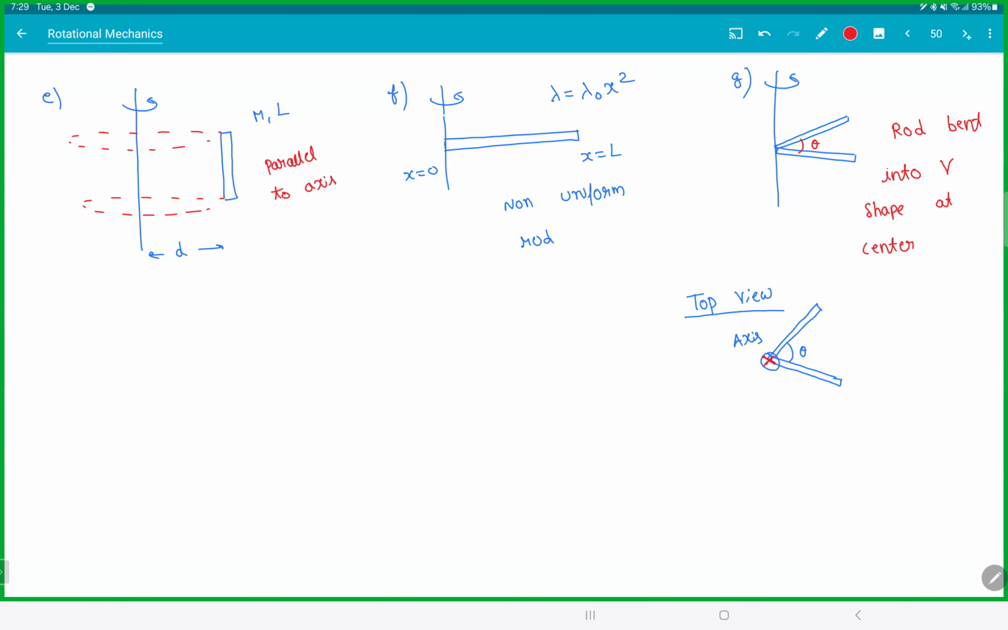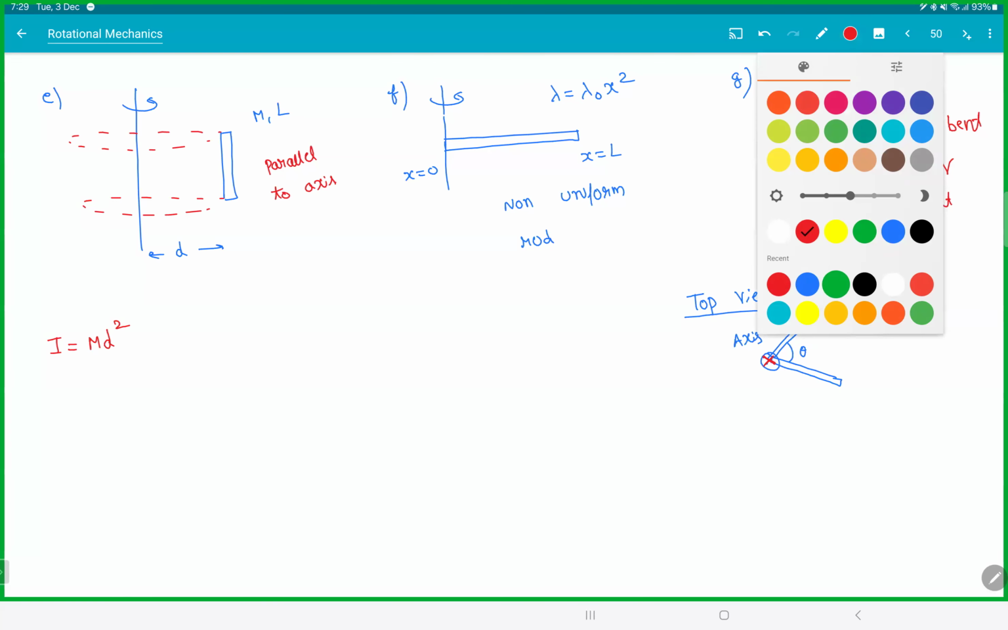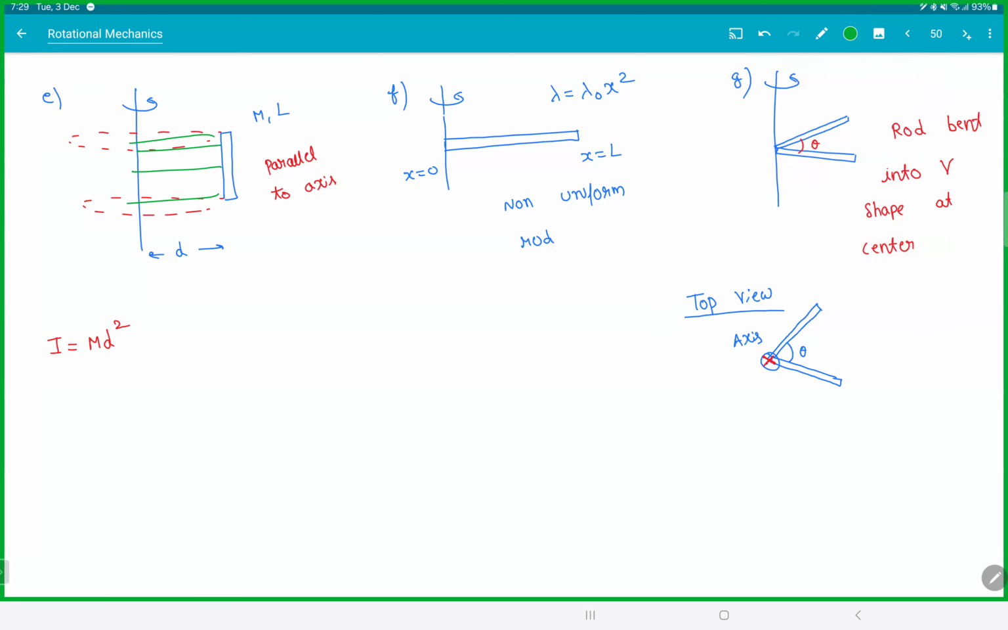What about these three? Yeah, E is easy. I is simply md square. Why? Every point on the rod is at a distance d. Or even think about it. If I take the rod and compress it like a point, did the perpendicular distance change? No. As long as the perpendicular distance doesn't change, it doesn't matter. So all points are at a distance d from the axis. So it is md square.